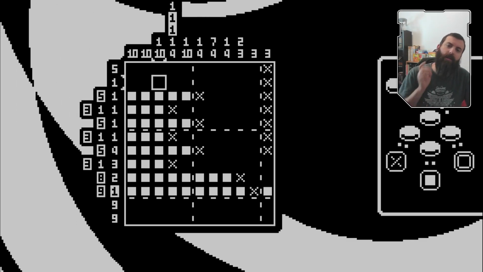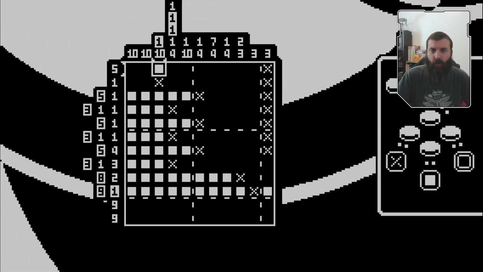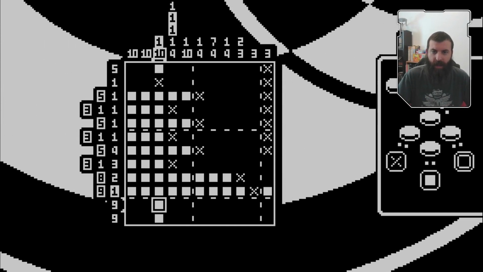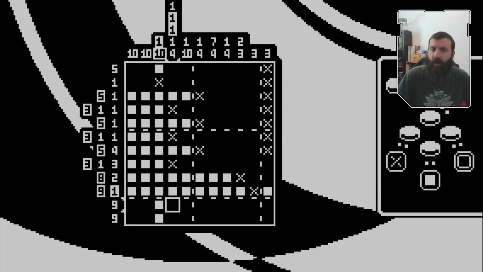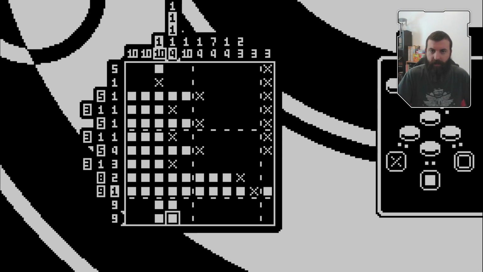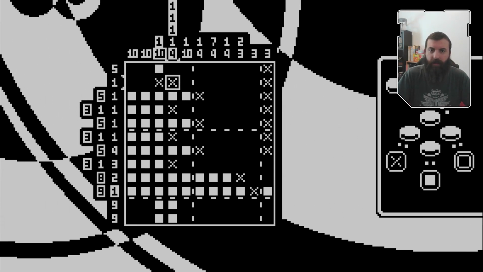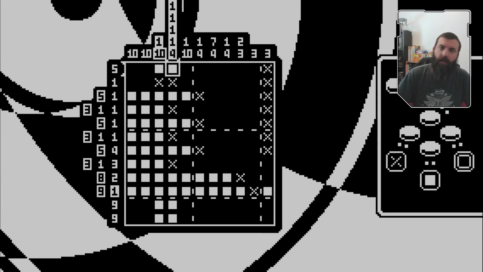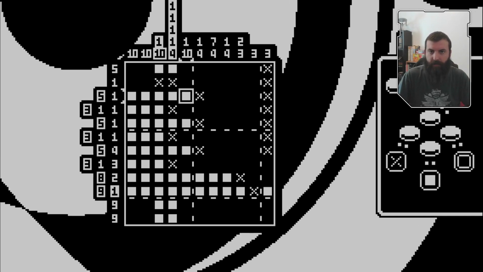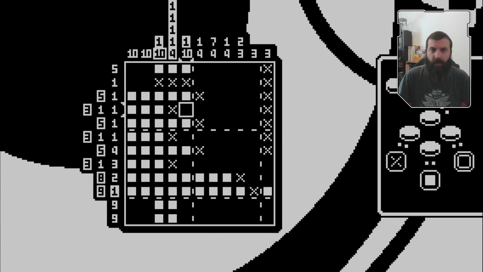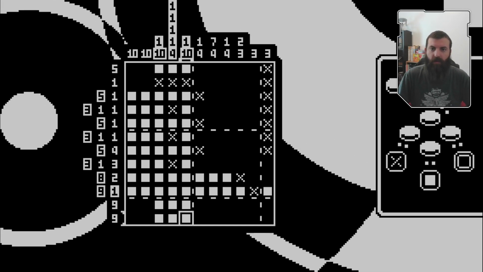Alright, we've got a vertical 110. And since this is 12 tall, that means that has to be like that. We've also got a vertical 4 here, so that has to be filled in like that. This has to be filled in like that. This has got a vertical 110, so same story. We've got that all filled in.